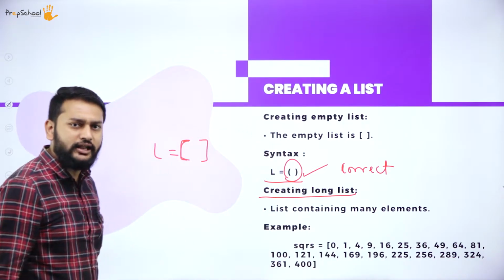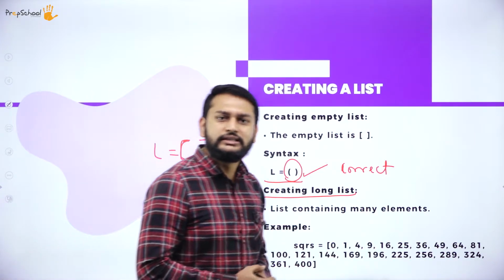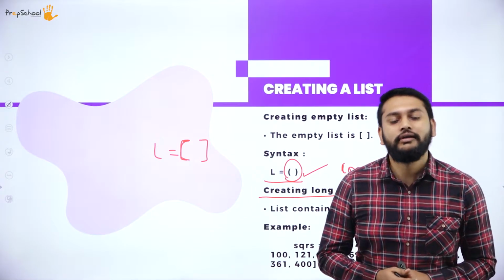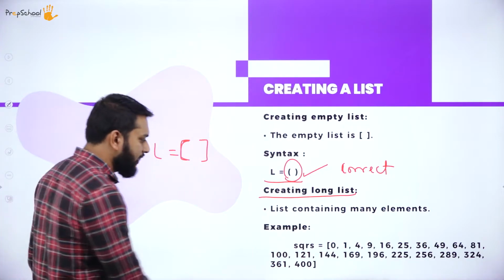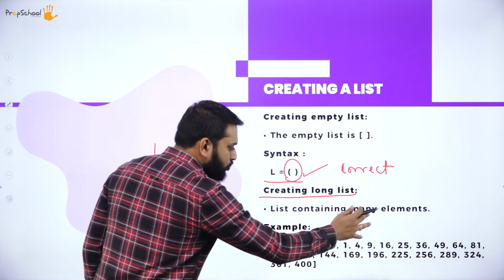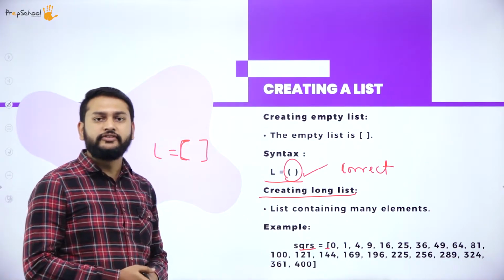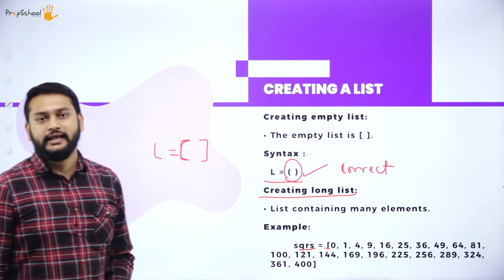So what exactly does it mean? Creating a long list, since you will have many elements inside the list, is what we call creating a long list. That's an example that I've taken here. So please understand, I have a name of the list, then I have a square bracket. I have many numbers inside the list. So that's why I will call that a long list, right?